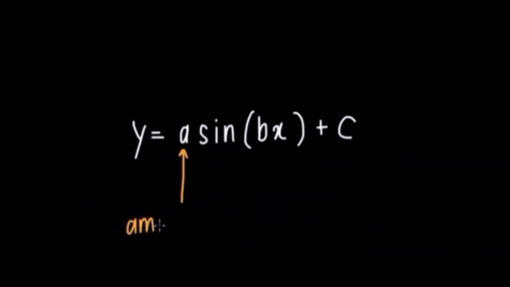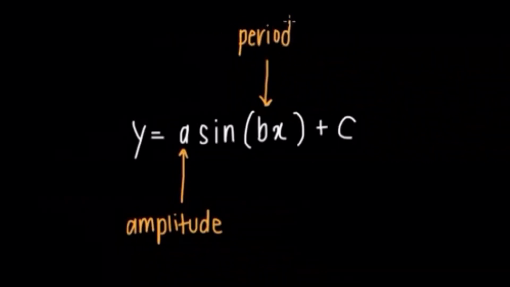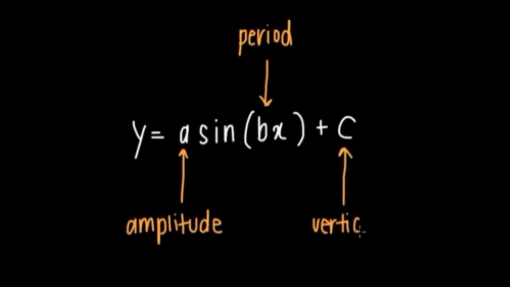Now that we know the basics, we can move on to more complicated graphs. So the number in front of your sine and cosine is your amplitude, and this determines the height of your maximum and minimum point. And the number next to your x is your period, which determines how many cycles you have, and your c is the vertical shift in your graph.